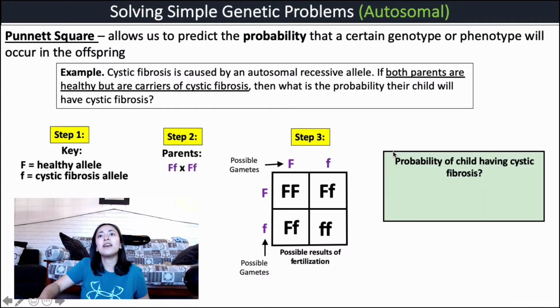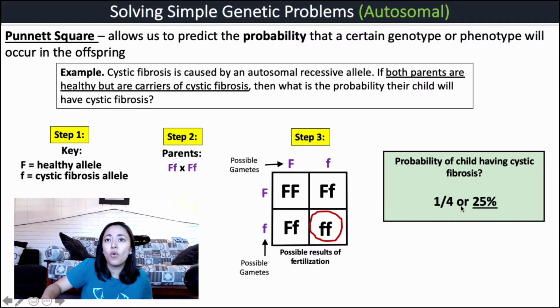Okay, so what was the question again? It was, what's the probability of the child having cystic fibrosis? Well, since cystic fibrosis is caused by a recessive allele, we know that the only way that you could have a recessive trait is if you have two of the recessive alleles. So of these possible offspring, only one of the four would have cystic fibrosis. So what's the probability? 1 out of 4, or 25%. So there's a 25% chance that their offspring would have cystic fibrosis, just based on probability.